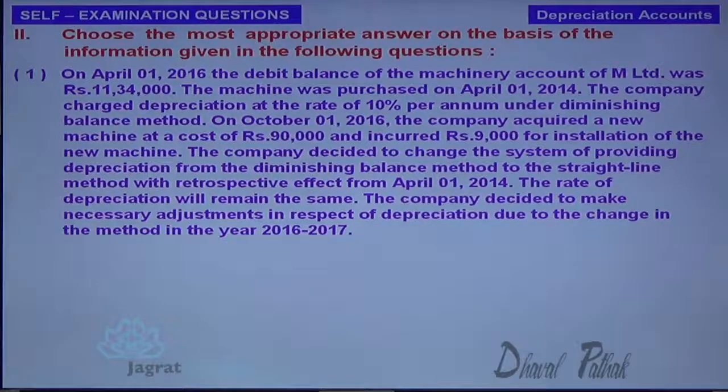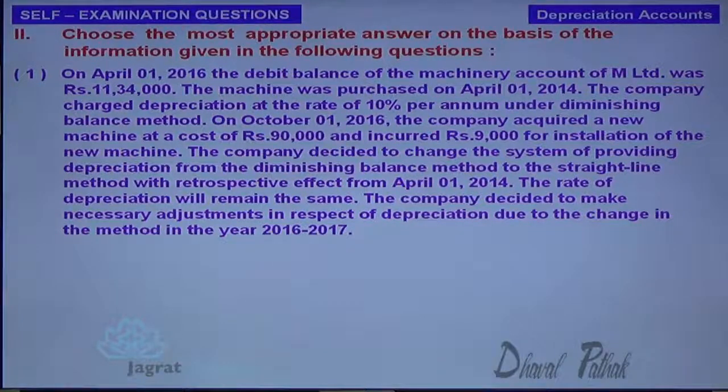The company charged depreciation at the rate of 10% per annum under the diminishing balance method. On 1st of October 2016, the company acquired a new machine at a cost of 90,000 and incurred 9,000 for installation of the machine. The company decided to change the system of providing depreciation from diminishing balance method to the straight line method with retrospective effect from 1st of April 2014. The rate of depreciation will remain the same.